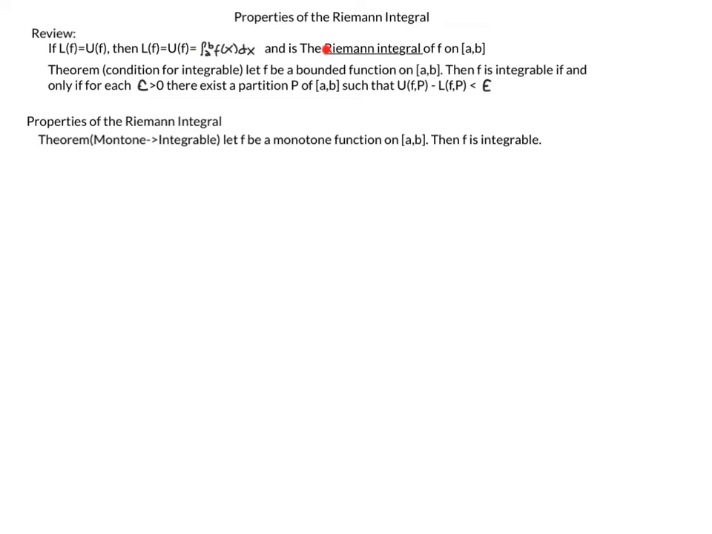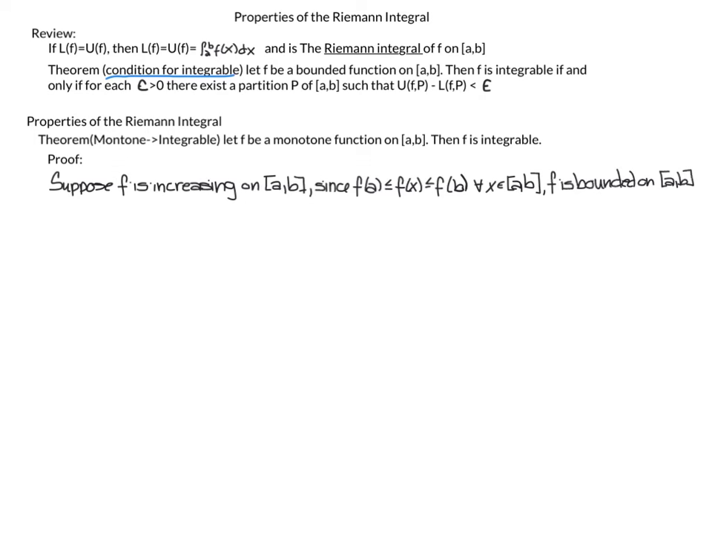Now that we have the review done, we can look at the first theorem for properties of the Riemann integral, which is that a monotone function is integrable. In particular, let f be a monotone function on the closed interval [a,b], then f is integrable. We will start with f increasing on [a,b], and the proof if f is decreasing is similar. So we're just going to look at the case of f increasing.